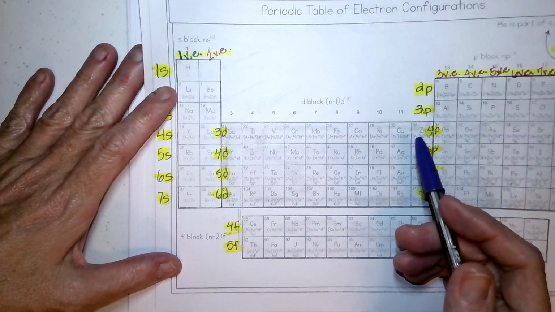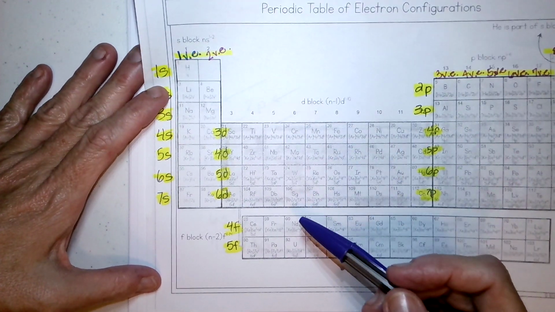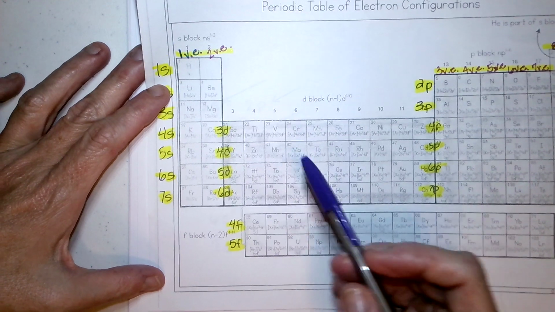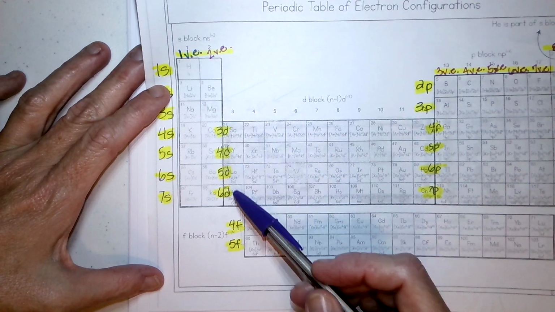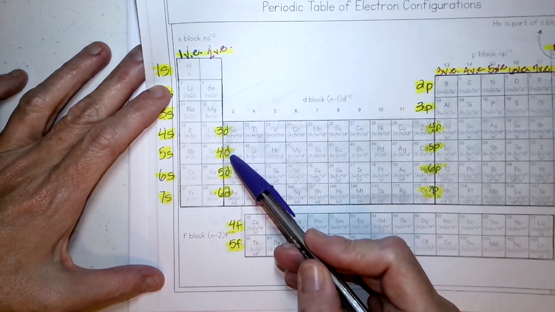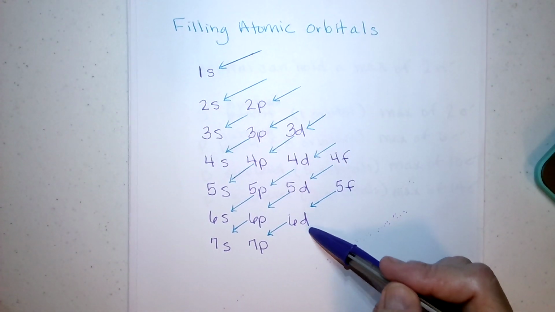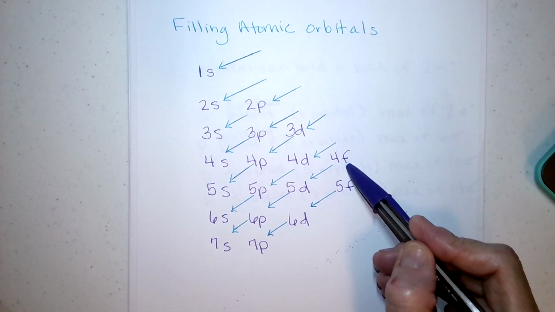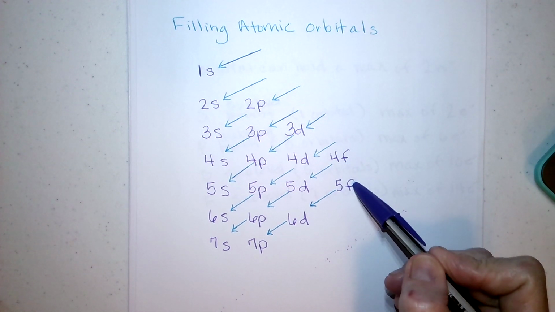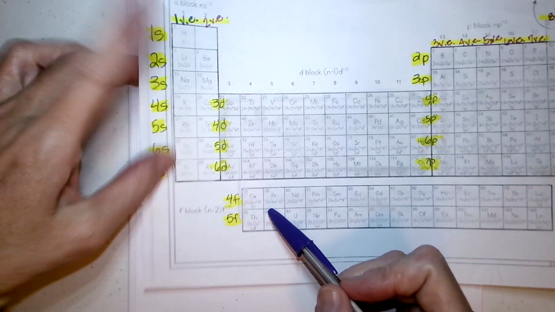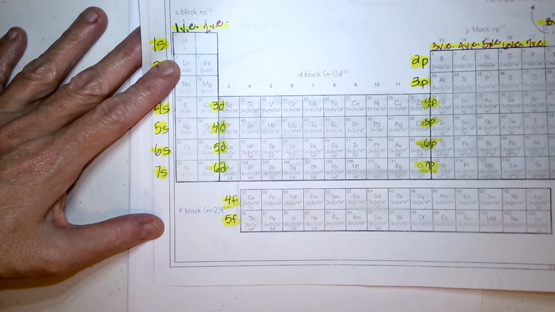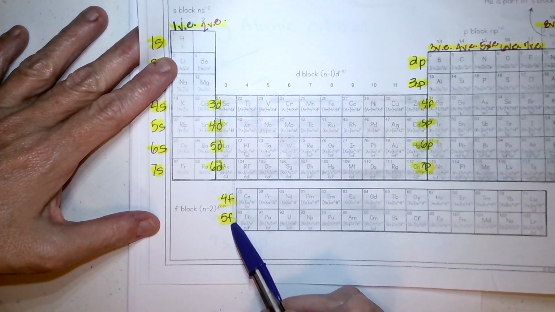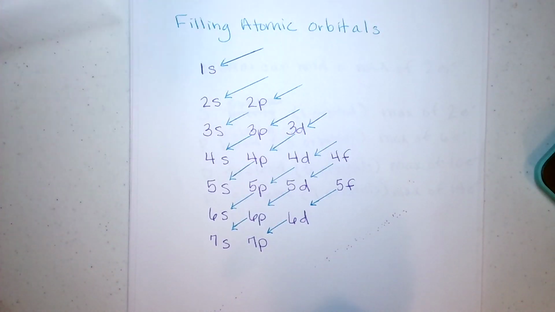Okay, so don't get overzealous, because we only have 3D, 4D, 5D, 6D. Okay, so our D stops with 6, and then F starts with 4. Okay, so we have 4F and 5F, and our F block is down here. So we have 4F and 5F down here.